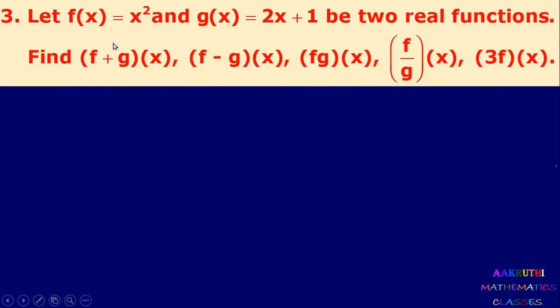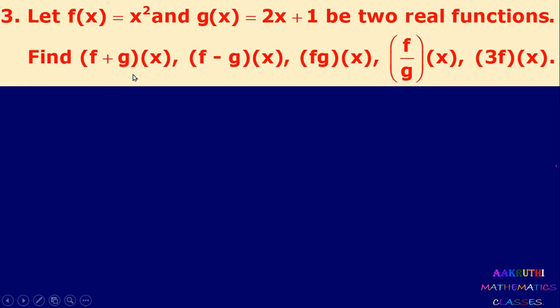So next problem. If f of x is x square and g of x is 2x plus 1, two real functions, find f plus g of x, f minus g of x, f into g of x, f by g of x and 3 into f of x. You have to find f plus g of x, f minus g of x, f into g of x, f by g of x and 3 into f of x. So here 3 is a constant.